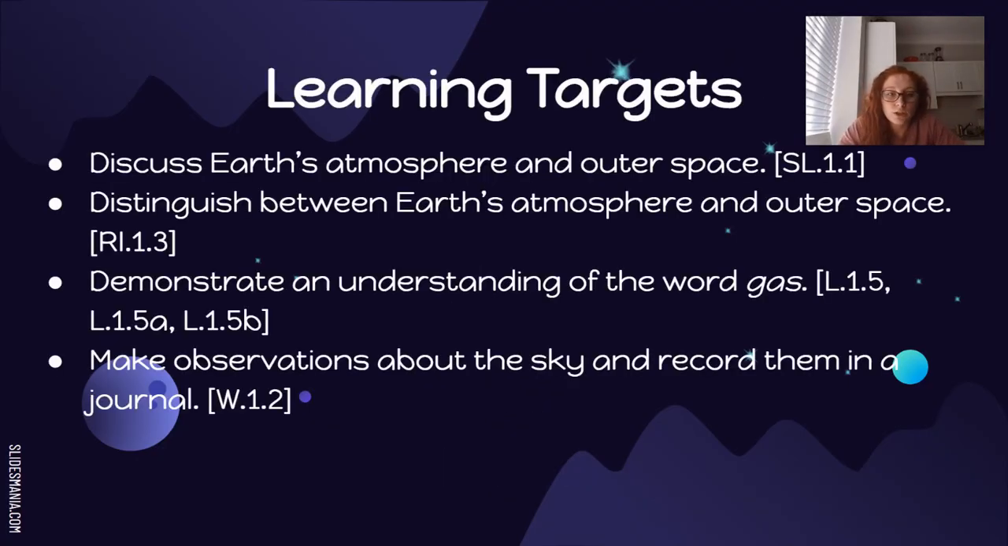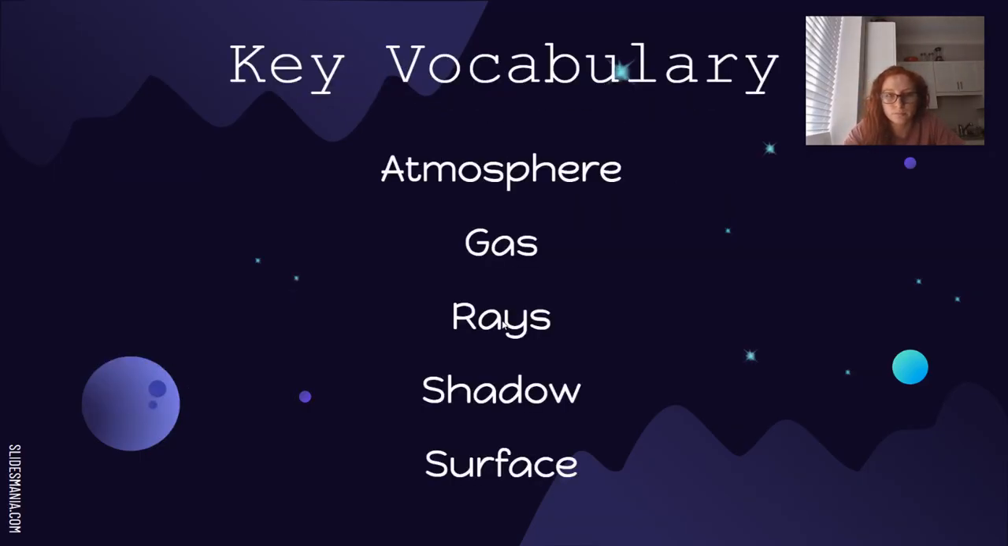Okay, our learning targets for today are to discuss Earth's atmosphere and outer space, distinguish between Earth's atmosphere and outer space, demonstrate an understanding of the word gas, and make observations about the sky and record them in a journal. Our key vocabulary are atmosphere, gas, rays, shadow, and surface.